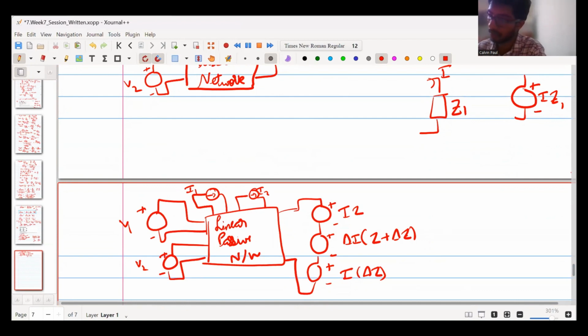Delta. We just multiplied it. And this one we left as it is.